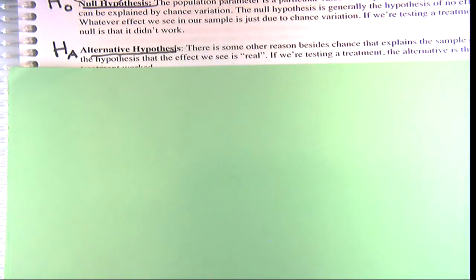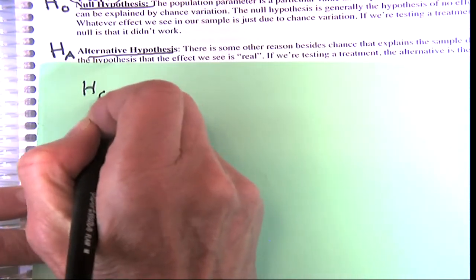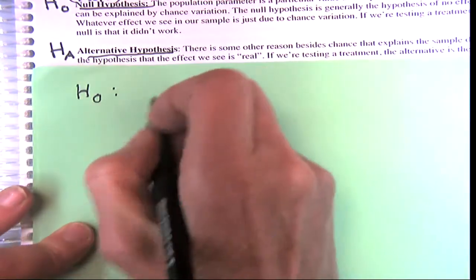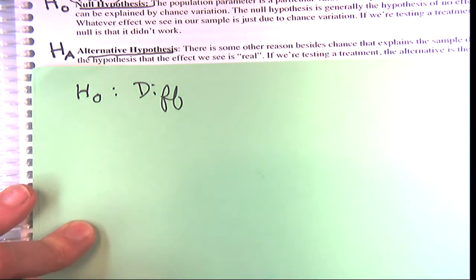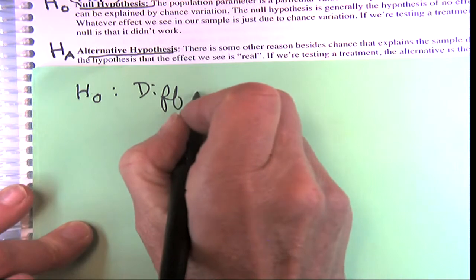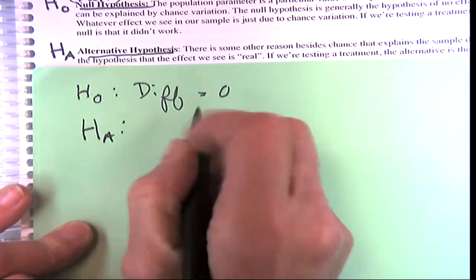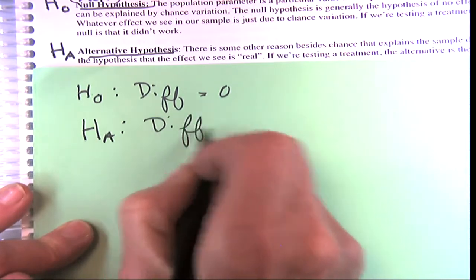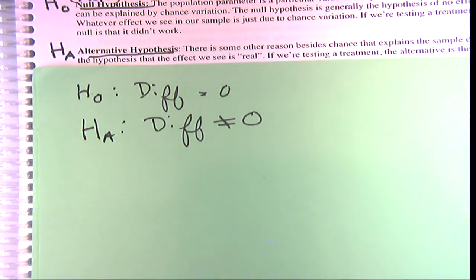So for example, for this, what would you say? Okay, so we have H naught would be what? That the difference between the two averages is equal to 0, right? The difference is equal to 0. And the alternative would be what? The difference is not equal to 0. That either the online or the in-person group is doing better. All right.